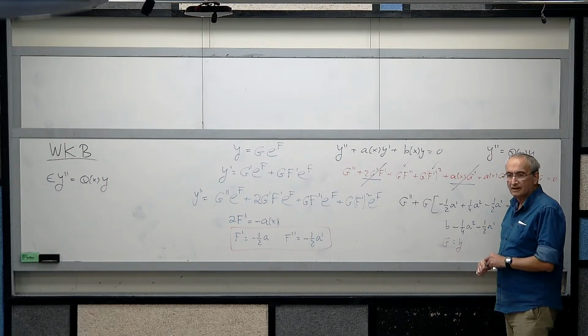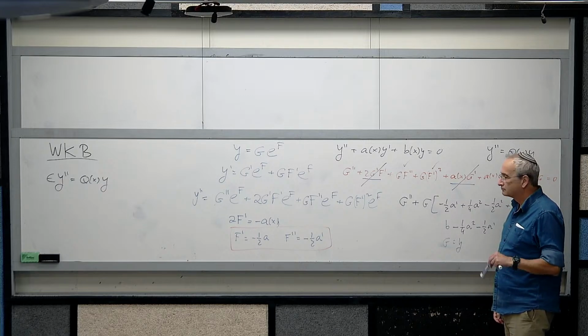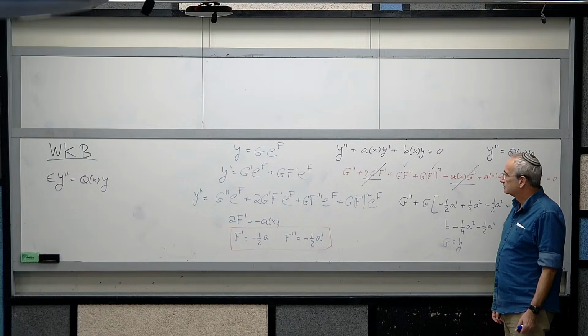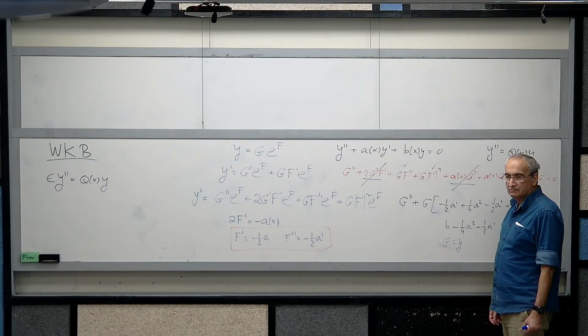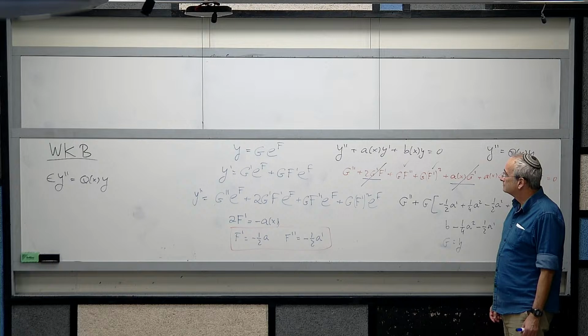But you made an assumption that you can take 2f prime to be minus a of x. Now what's the problem? It is an assumption. What does it mean? Just integrate a of x, whatever a of x is, just integrate. f was our choice. We put f to be there.